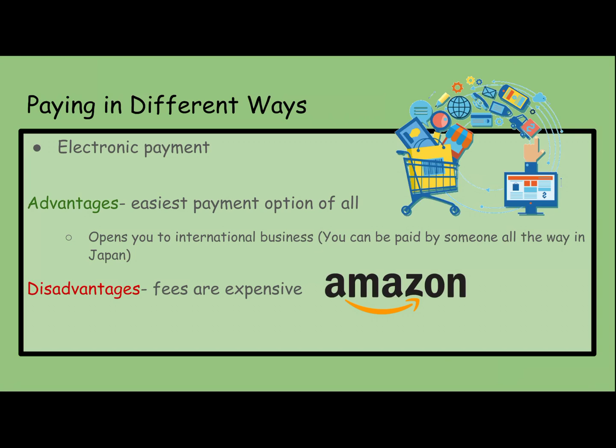Okay, that actually ties into electronic payment. This is, oh my god, it is so common nowadays. You just go on Amazon or Target or eBay and you just buy things on the internet. Everyone does it now because it is the easiest payment option of all. It opens you to international business, so business around the world. You can buy something from Japan, right? So you can buy something from India, from anywhere, just anywhere, right? But the disadvantages are that fees are very expensive sometimes.